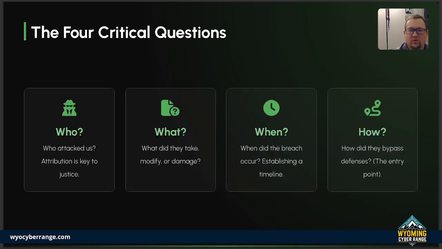Now we've got four critical questions here, and we must answer these on any digital forensics investigations. The first one's going to be who? Who attacked us? Now, we need to make sure that we know that we're bringing someone to justice, right? And so we need to figure out, well, who are we trying to investigate? What did they take? What did they modify or damage? When did the breach occur? We must establish a clear timeline and make sure it hasn't been tampered with. And then, how did they bypass our defenses to begin with? This will help us identify the entry point of the incident itself.